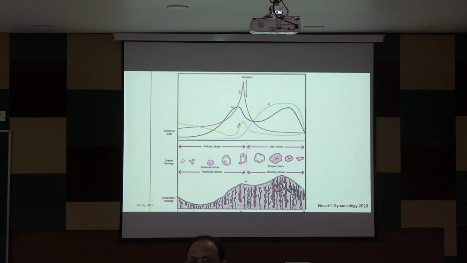And if there is no implantation, what will happen? There will be a drop of the estrogen and progesterone, and the corpus luteum will degenerate. As the estrogen and progesterone drop, the FSH will again rise. That FSH will again recruit the follicle here, and the follicle will elaborate and secrete estrogen. That estrogen forms the proliferative phase. That was the proliferative phase.